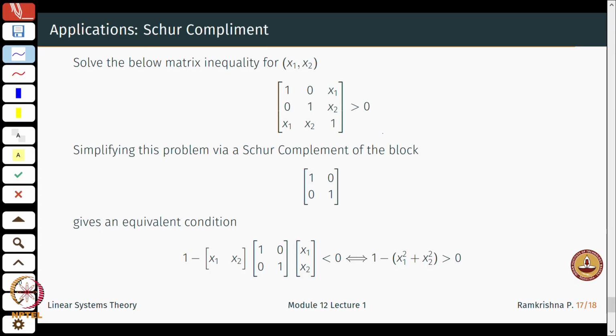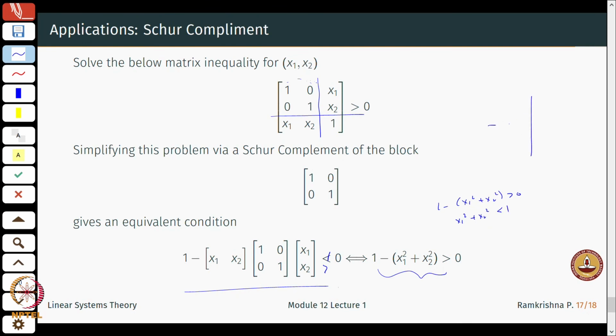But what we see here is, if I just apply the Schur complement, I partition my matrix this way, and this block is invertible. If I apply the Schur complement to this block, what I get is something very nice looking. An equivalent condition for this LMI is something like this. So, I have a condition 1 minus x1 squared minus x2 squared is greater than 0, and therefore x1 squared plus x2 squared is less than 1.